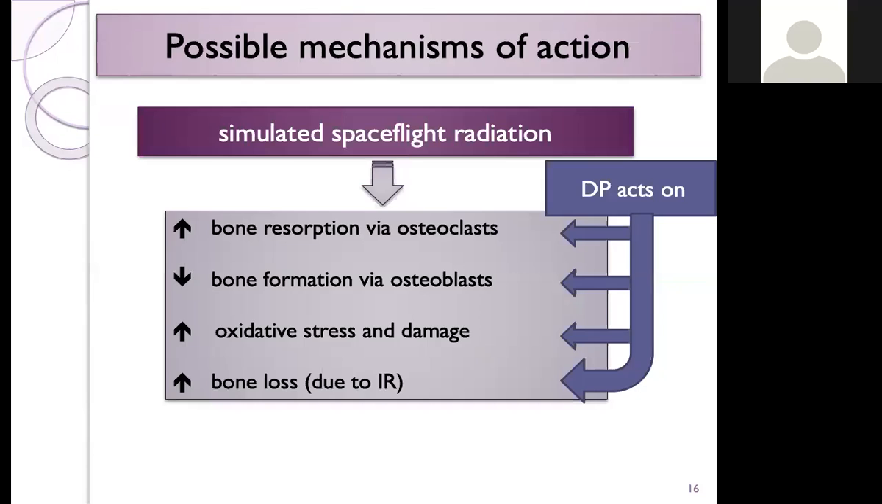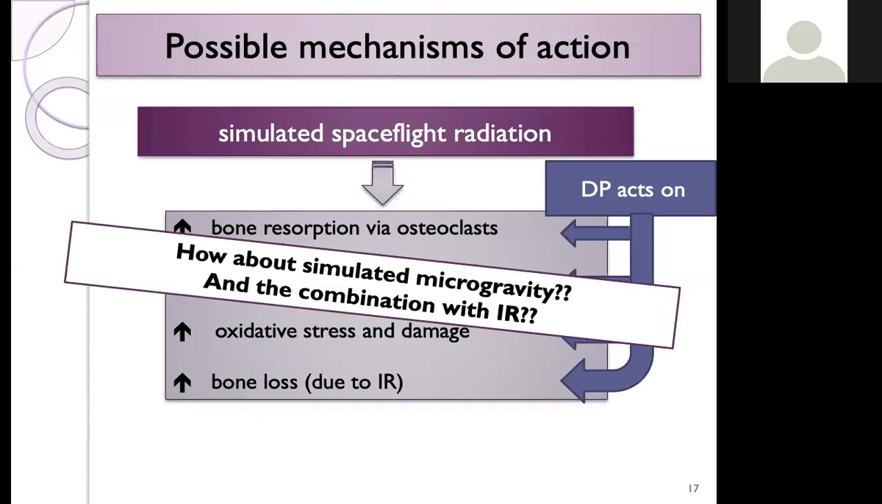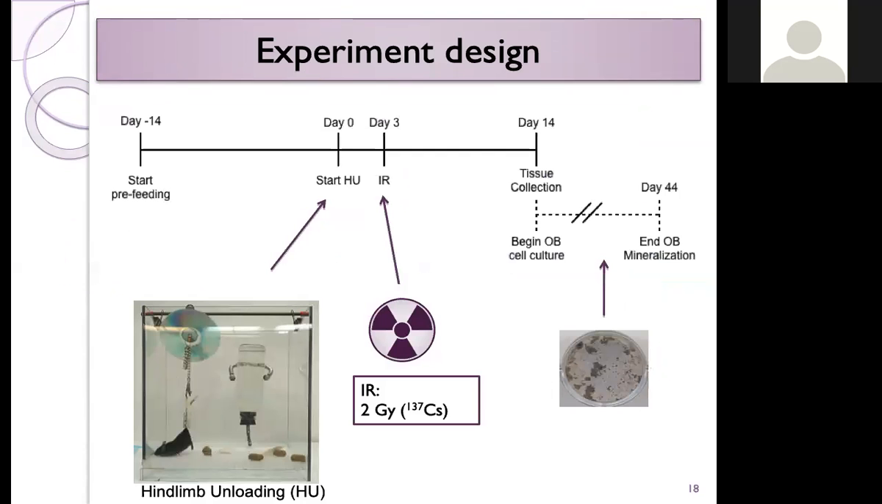So far we can say that the dry plant diet acts on the bone resorption, prevents the detriment to the bone formation, prevents oxidative stress and damage increase, therefore preventing the bone loss due to radiation. But how about simulated microgravity and the combination of simulated microgravity with radiation?